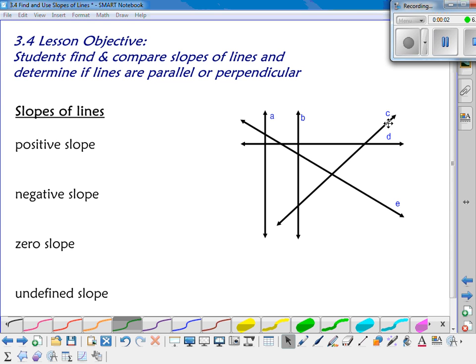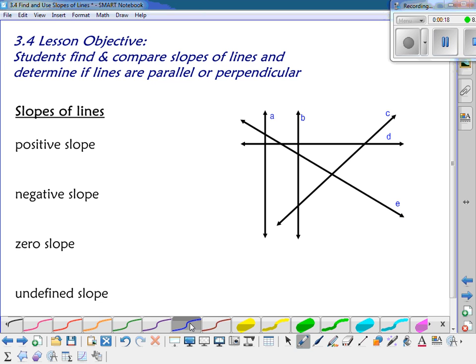Today's lesson objective: students find and compare slopes of lines and determine if lines are parallel or perpendicular. So today's lesson is a review of some Algebra 1 topics. So first let's talk about what it means to be positive, negative, and so on.